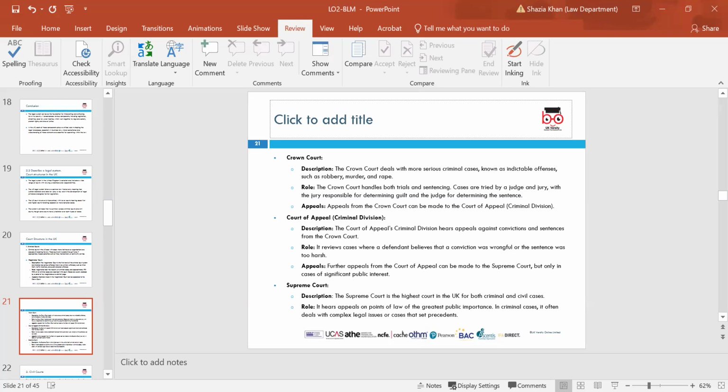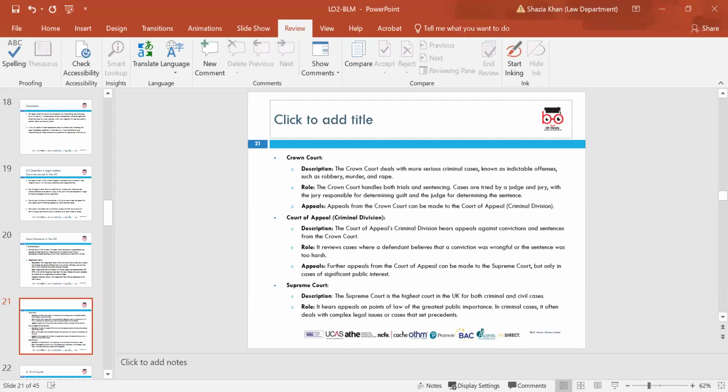Triable either way offences can be considered by the Crown Court or by the Magistrates Court depending on the seriousness of the offence. A good example of a triable either way offence is theft. In some cases, theft will be considered a serious criminal offence because of the value of the property that has been taken and because of the circumstances in which it was taken. For example, the defendant abused a position of trust. These cases would be considered by the Crown Court. If a defendant appropriated a low-valued item from a supermarket, for example a bar of chocolate, it is likely to be considered by the Magistrates Court.